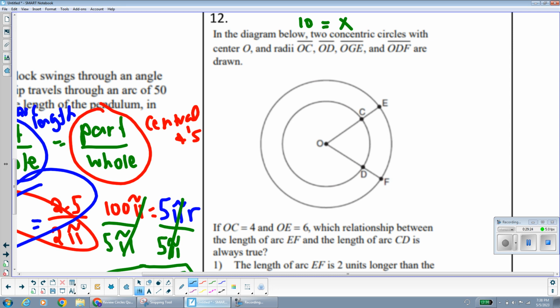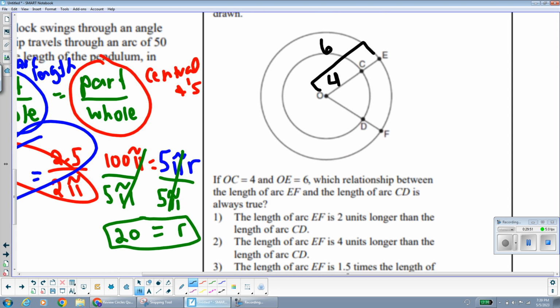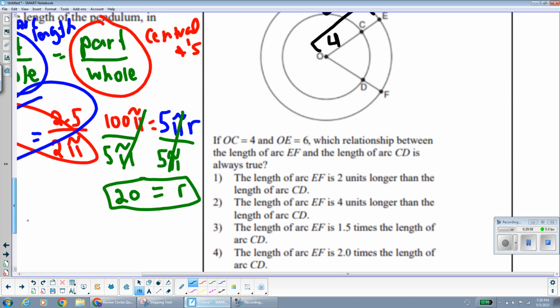If OC is 4 and OE is 6, which relationship between the length of arc EF and the length of arc CD is always true? The length of EF is 2 units longer than the length of arc CD, 4 units longer. I don't know.